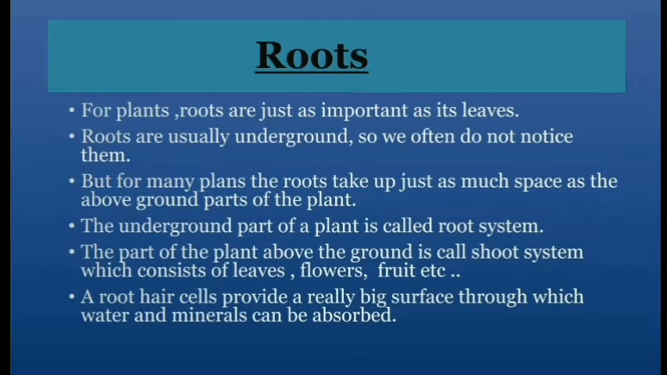Roots are usually underground, so we often do not notice them. But for many plants, the roots take up as much space as the above-ground parts of the plant. The underground part of the plant is called the root system, and the part of the plant above the ground is called the shoot system, which consists of leaves, flowers, fruits, etc. A root hair cell provides a really big surface through which water and minerals can be absorbed.